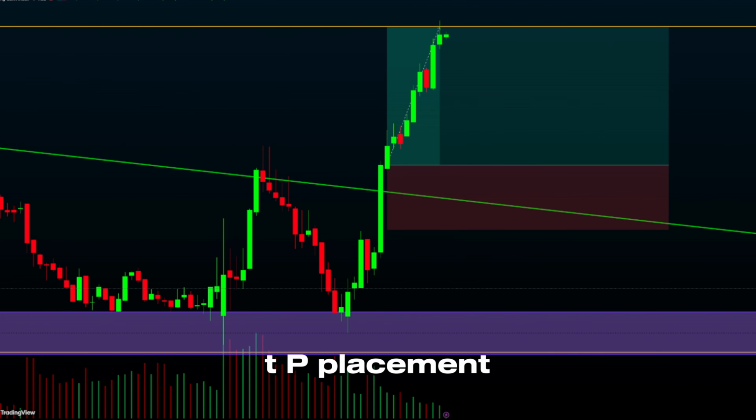Target (TP) placement. Rationale: the target is set at a key level, the previous swing high, or a significant resistance zone, the upper green line in the green box. This level is chosen because it represents the next major obstacle where sellers are expected to re-emerge. This provides a clear, measurable profit target and ensures a favorable risk-reward ratio (R), which is essential for successful trading.